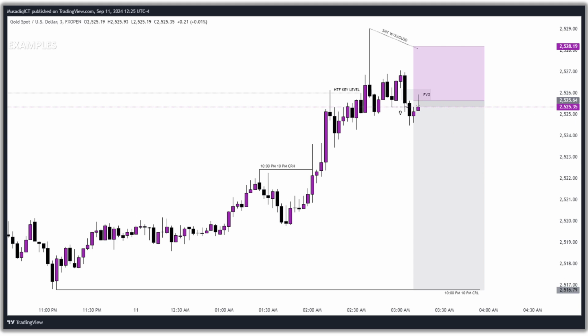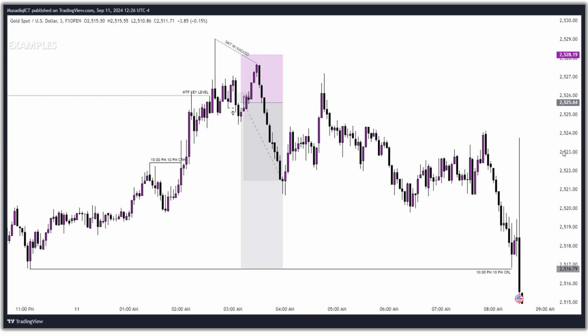Here we have entered into it. Let's see how it plays out. We have actually taken the trade, and it played out nicely after taking out this candle range low. Let me show you another example.